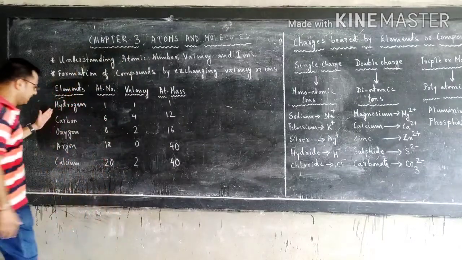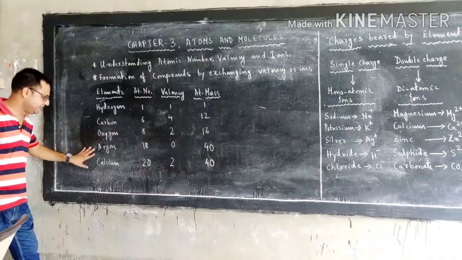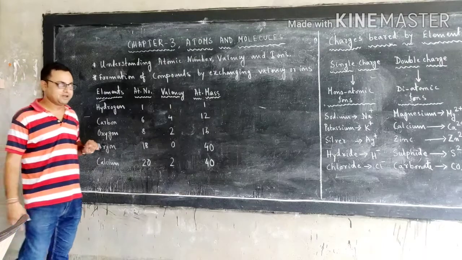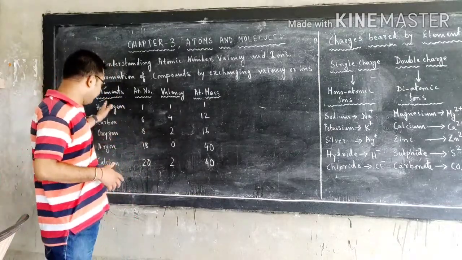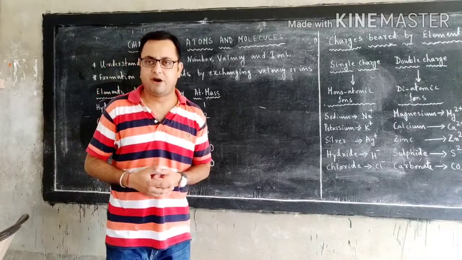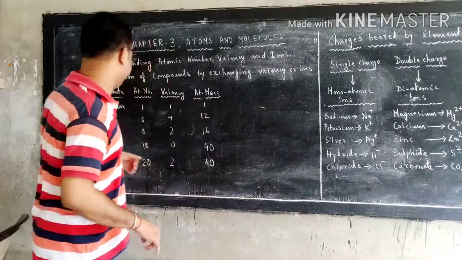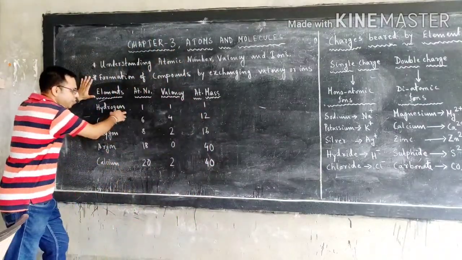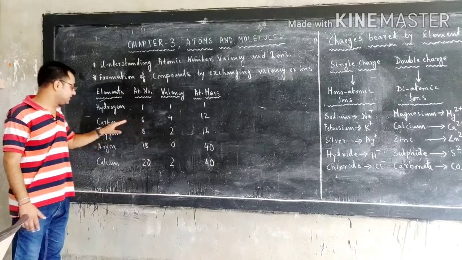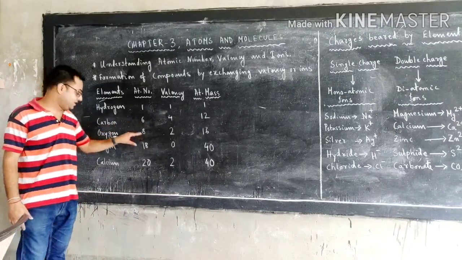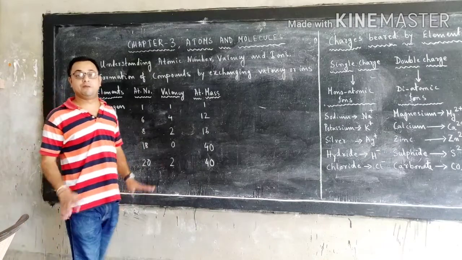Similarly, I have written some of the elements over here. That is number 1, hydrogen, and next carbon, next oxygen, next argon, and next calcium. I have not written them serially. I have picked some of the elements randomly, as you might all be knowing about these elements. The atomic number of hydrogen we know to be 1. For carbon we know the atomic number to be 6. For oxygen the atomic number is 8. The atomic number of argon is 18 and the atomic number of calcium is 20.